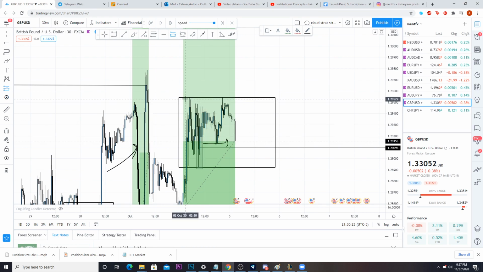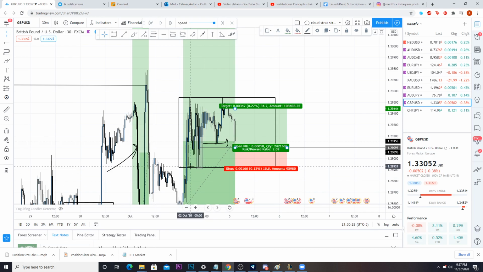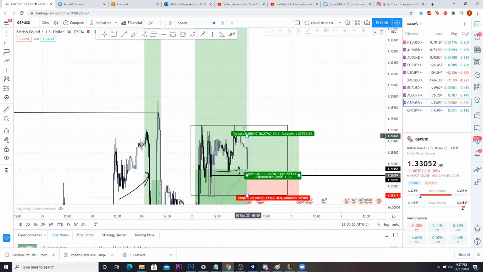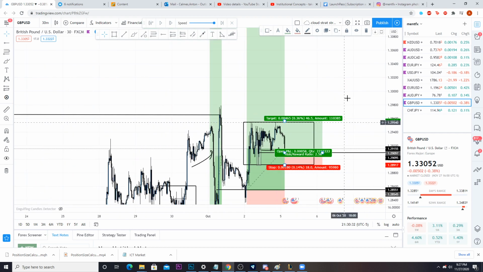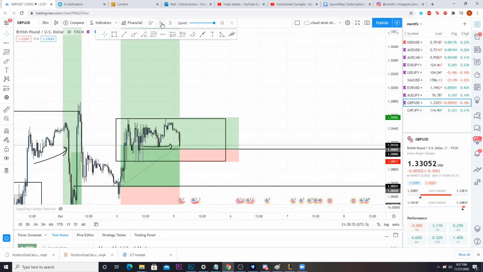Expecting those higher prices. We have those equal highs up here, so we can expect this to most likely get traded from, right? Stop loss right below that order block, no problem. Take profit here, right? That's already a 1 to 2, and then maybe even higher. But let's take a look at what happens, right?